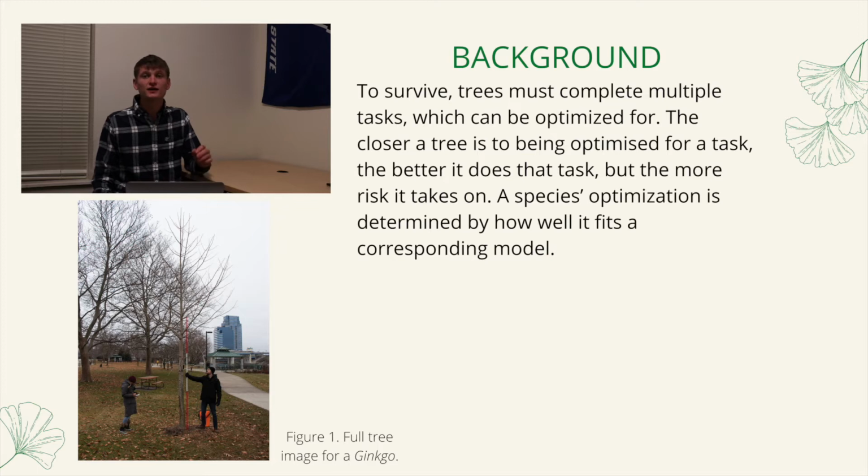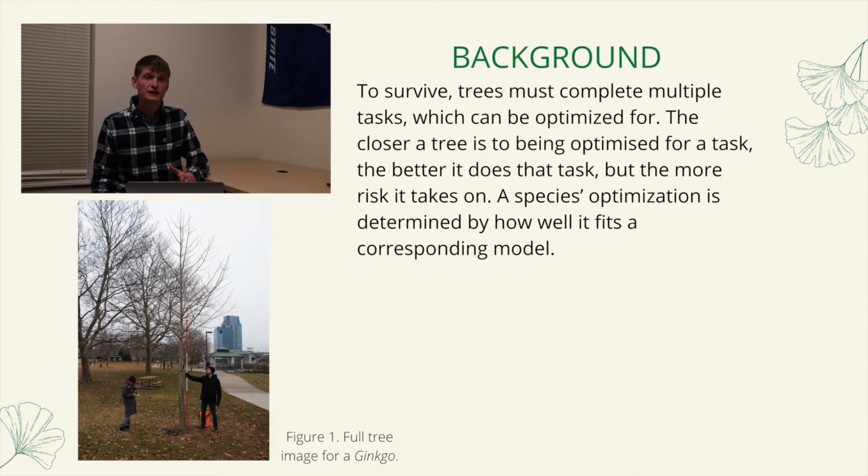Before we dive into that, a little bit of background. At the basic level, to survive, trees need to do certain things. They need to transport water and nutrients, they need to grow, they need to get sunlight, they need to accomplish certain tasks. Now, they can be optimized for these tasks. And the more optimized a tree or species in aggregate is for a certain task, the better it does it. But that often comes with risks or trade-offs.